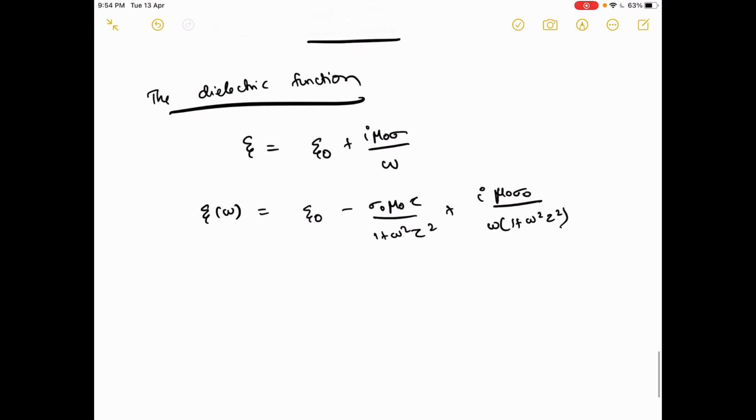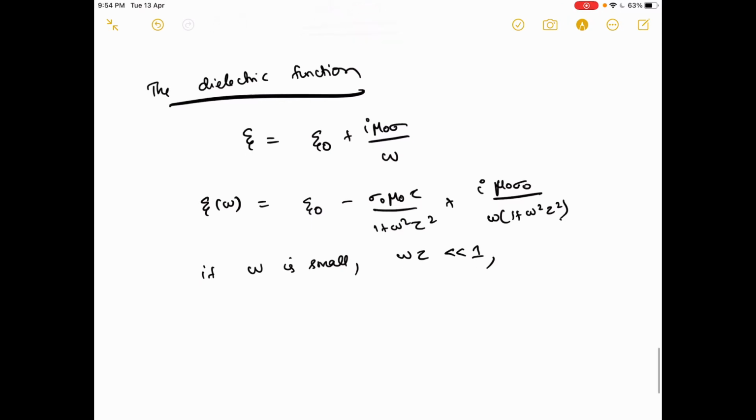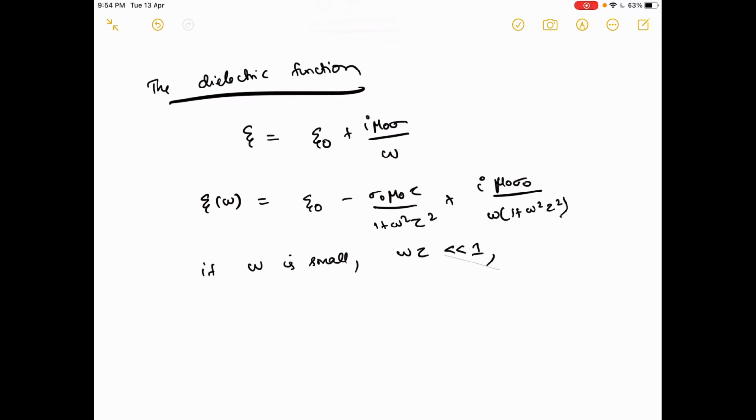And similarly, as we did previously, if omega is small and omega tau is very much less than 1, under these situations, it's easy to see that here this omega is very small, right? So the dielectric function turns out to be completely imaginary.